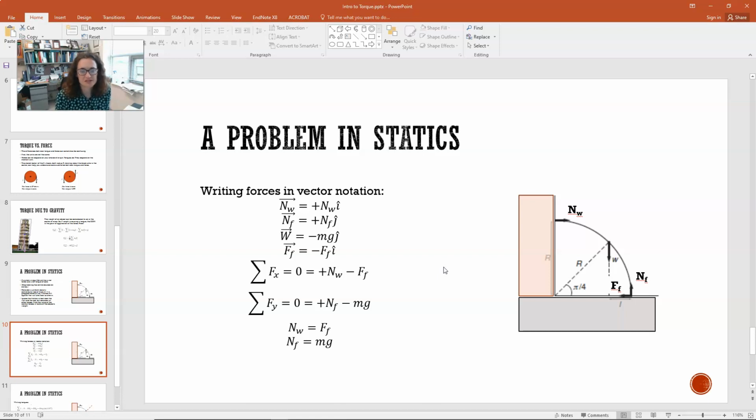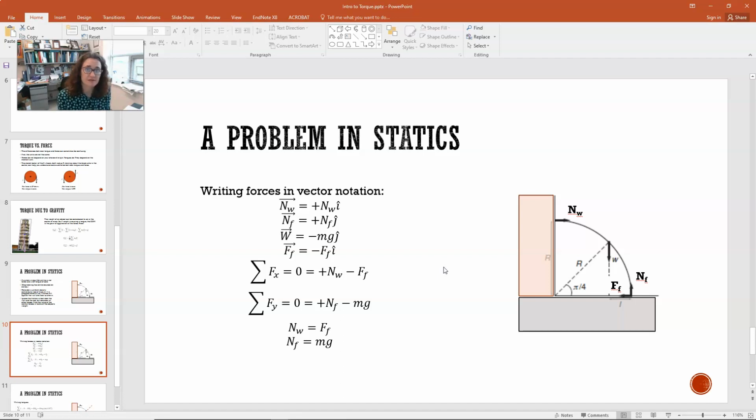The two forces that act in y are the normal force from the floor and gravity. So 0 is going to equal plus N sub F minus mg. Now, solving these equations, which are actually pretty simple, I get that the normal force from the wall has to equal the magnitude of the force of friction, N sub W equals F sub F. And I also get that the magnitude of the normal force from the floor has to equal the weight, mg. So N sub F equals mg.